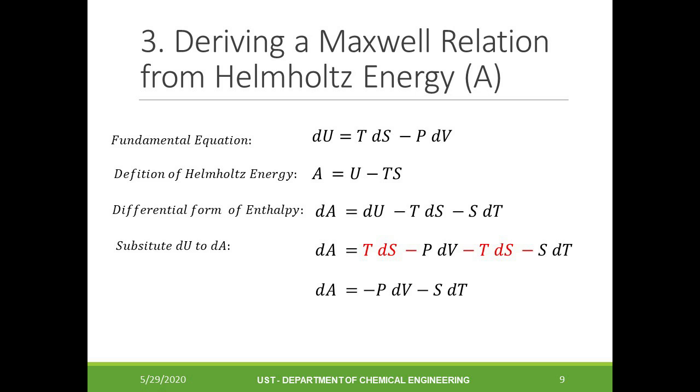This term tells us that the change in the Helmholtz energy is dependent on the changes in the temperature and volume. We can say that the natural variables of Helmholtz energy are volume and temperature, and we can write this in the following notation, which is A is a function of volume and temperature.